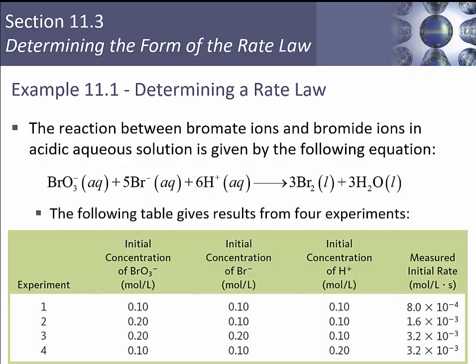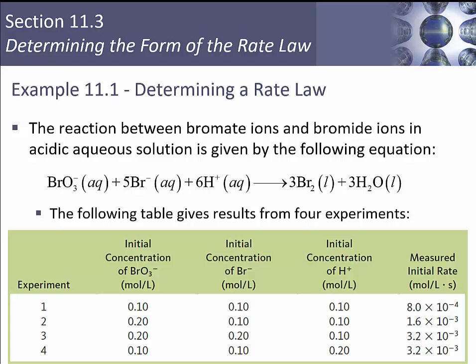So we've got a reaction between bromate ions and bromide ions in acidic solution that is going to give us the following reaction. We're going to take some bromate and some bromide, and we're going to react them with H plus to give us Br2 liquid, which is orange, and H2O liquid, which is clear. So we're going to take some clear stuff and generate that orange color.